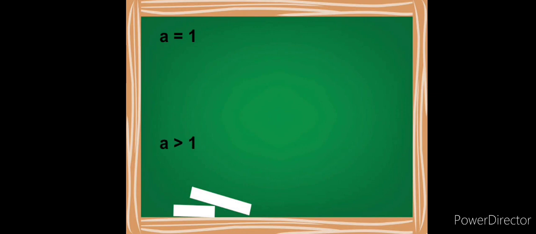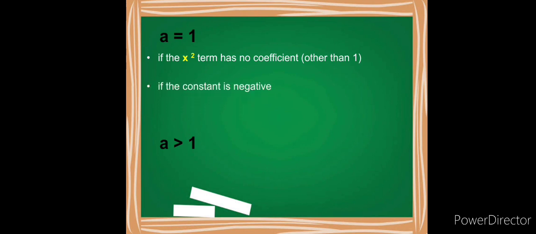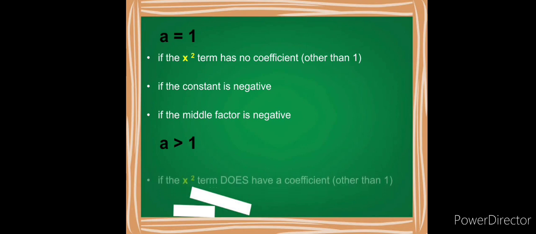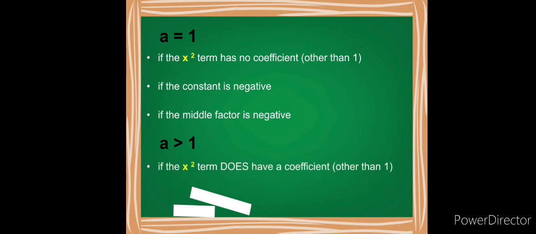In the first method, where a is equal to 1, there are three types of cases to factor a quadratic trinomial. First, if the x² term has no coefficient other than 1. Second, if the constant is negative. Third, if the middle factor is negative. And in the second method, where a is greater than 1, there is only one case, and it is if the x² term does have a coefficient other than 1.